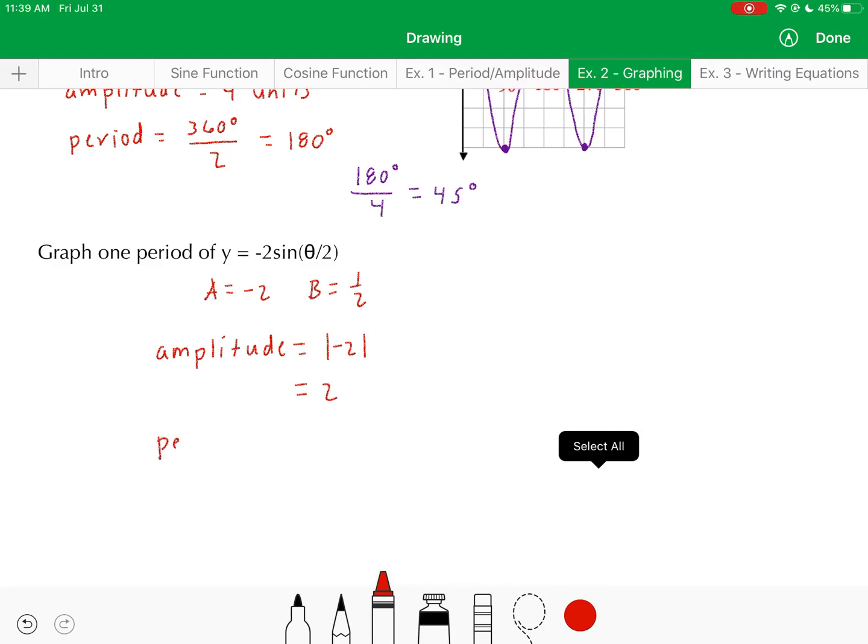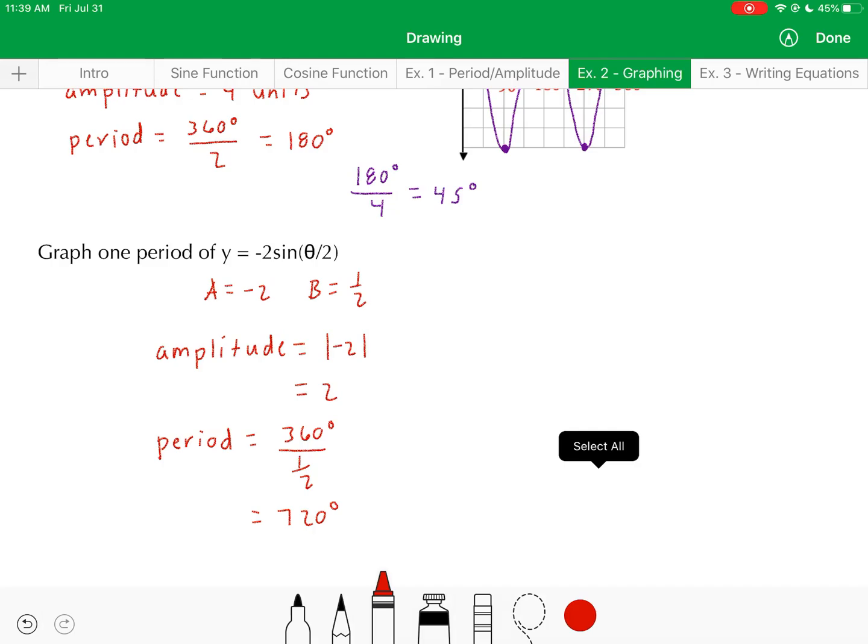And then my period, let's do this in terms of degrees again. So my period is 360 degrees divided by the b value of 1/2, which would be 720 degrees. Okay? All right. I need to make my graph from scratch here.